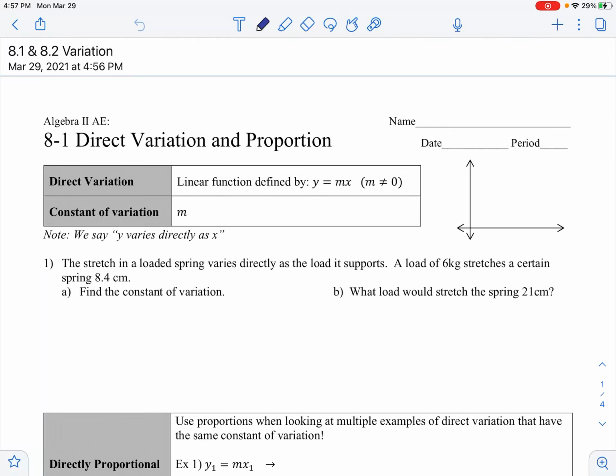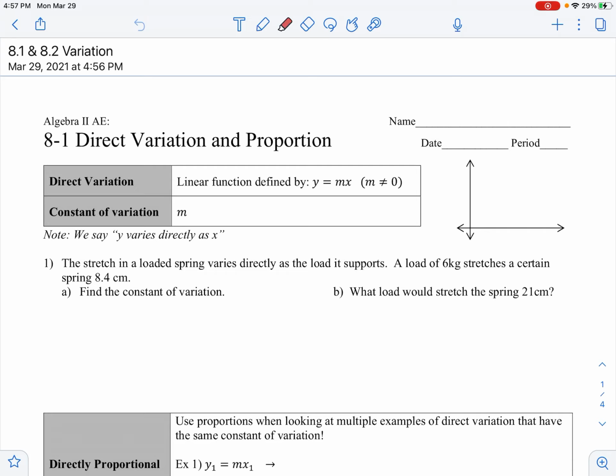We're going to lump 8.1 and 8.2 together, which is all of our variation. So we're going to start with direct variation. Hopefully you remember this from Algebra 1. You did do some of this in Algebra 1. How you did it may have been a little bit different.